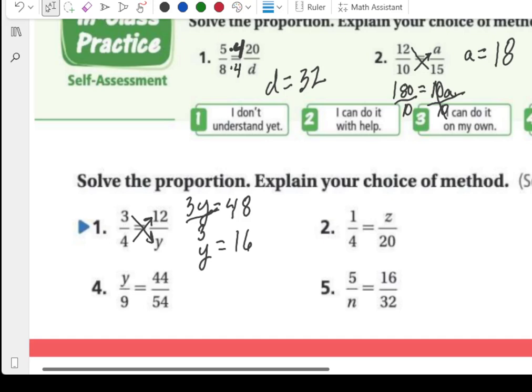Yes. Okay, so on number 2, we're going to go 1 times 20 is 20. And then 4 times z is just 4z. And I'm crossing it just so you can separate it from when I write it. You have to do one by yourself. So we're going to divide. So that means 5 equals z.